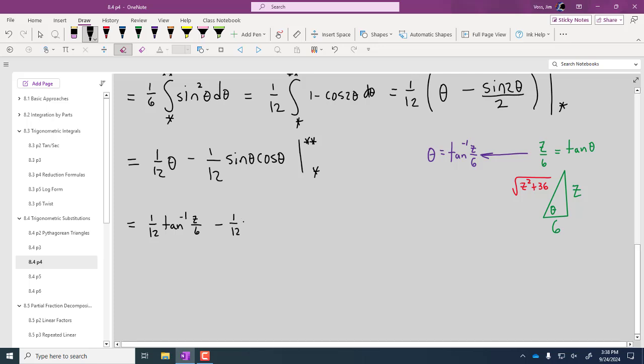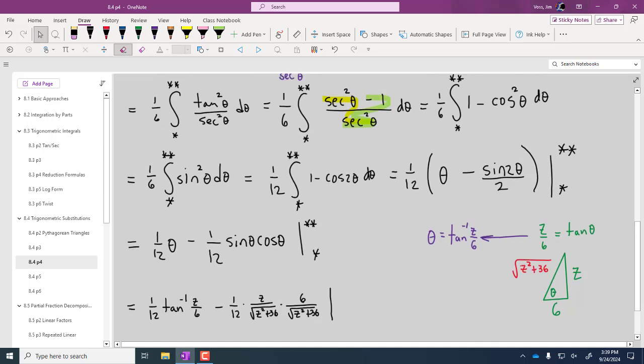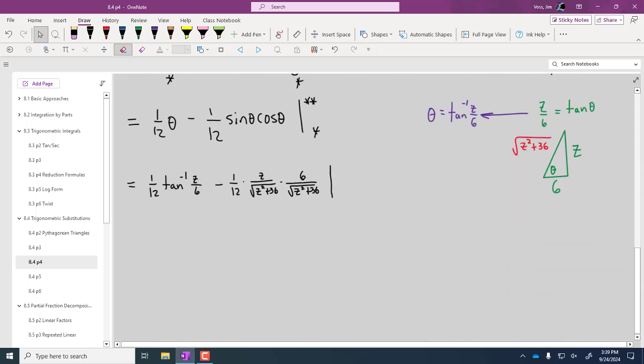That's why I use those. And then 1/12 sine of theta. Do we see what sine of theta is from our triangle? Z over root, z divided by the root. And cosine is 6 over the root. And then this is a definite integral. We're back to z. Who knows what z was? Let's see, 6 and 6 root 3.